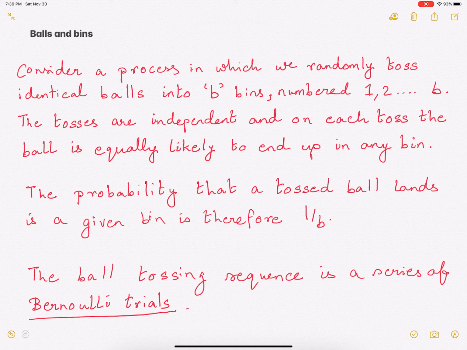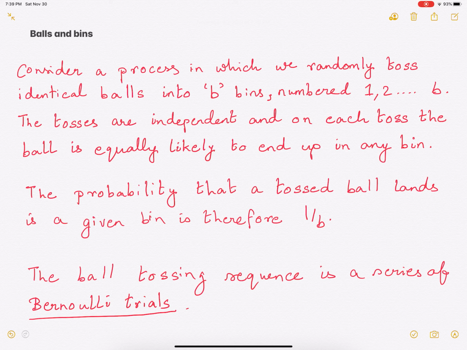So let's consider a process in which we randomly toss identical balls into B bins. So there are B bins numbered 1, 2, all the way up to B, and you're tossing these balls randomly. Now all these balls are identical, and as each and every one of these tosses is independent of one another, each ball is equally likely to end up in any bin. This is the process. So think about it. You have B bins in front of you and you pick up a ball and just toss it. It could just fall in any one of those bins.